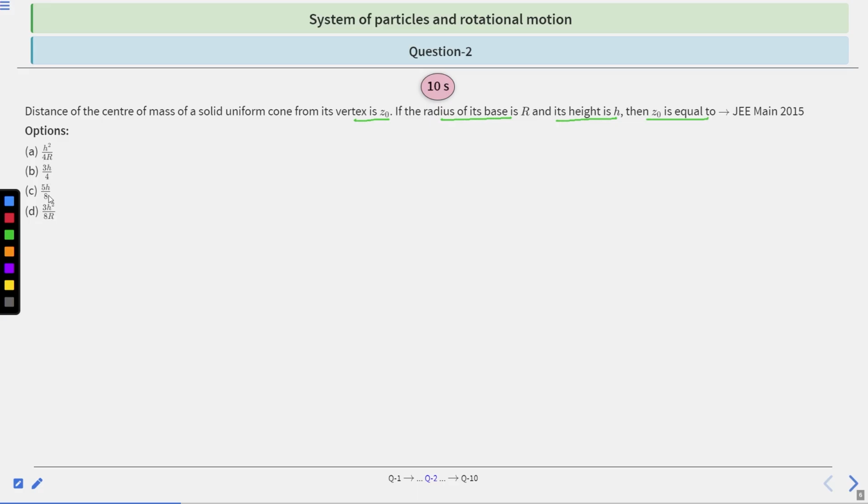So which option is correct? You have 10 seconds to solve this question. After 10 seconds we will provide the solution.